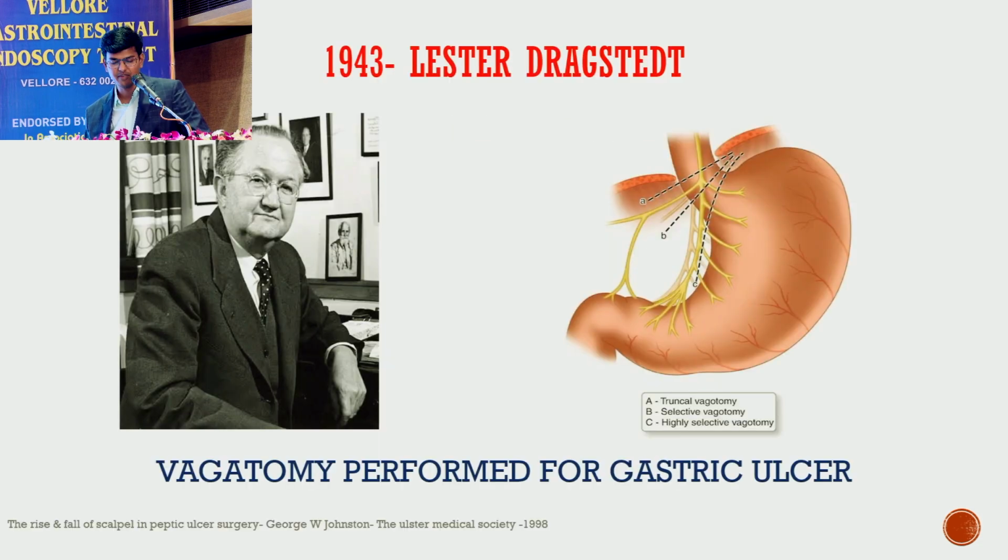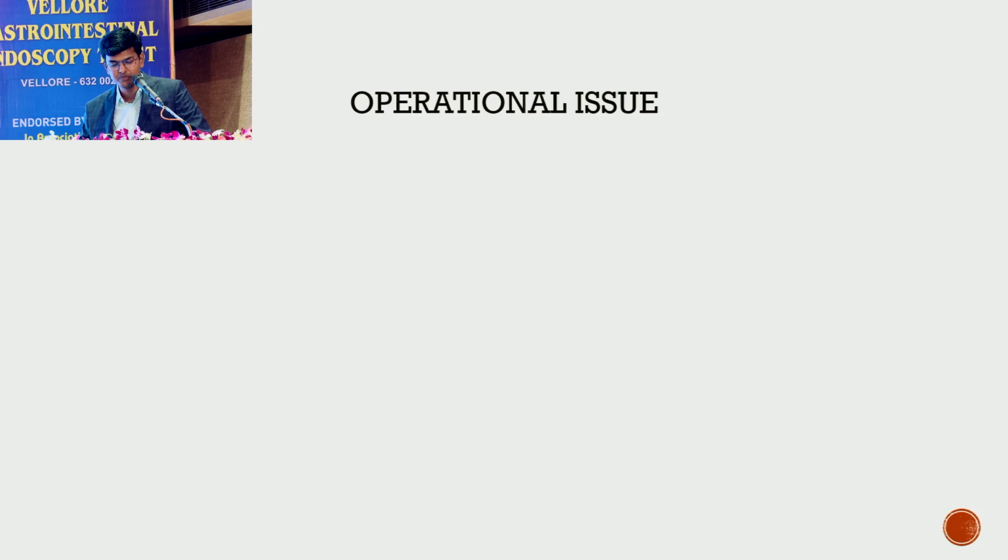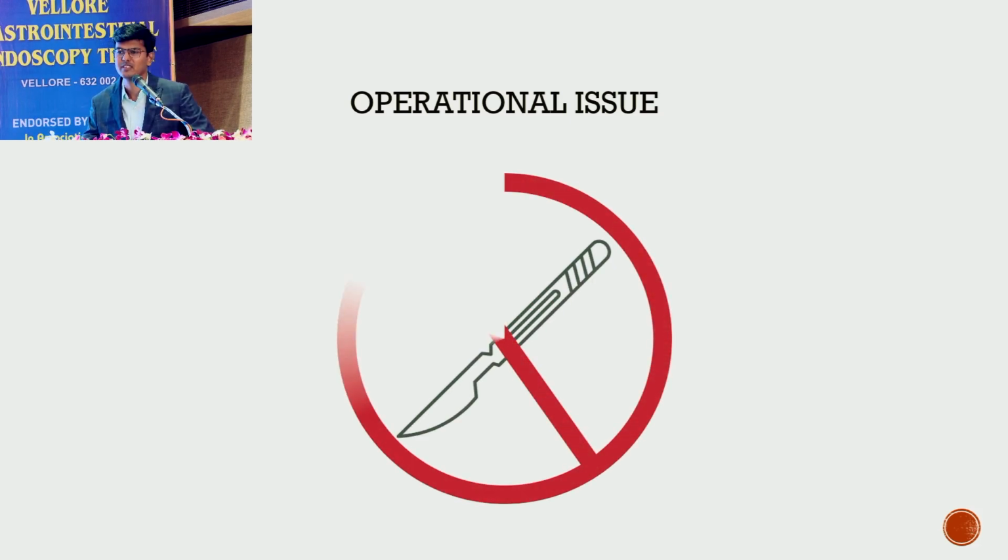So in 1943, till then they were using antacids to suppress the acid and reduce ulcer formation. In 1943, the surgeon Dragstedt performed vagotomy for the first time for gastric ulcers. Many of them were doing vagotomy in cases of ulcers, highly selective and truncal vagotomy. Today we are also doing it. In 1943, he was the first one to do it. So what was the main problem with this? This one is also invasive.